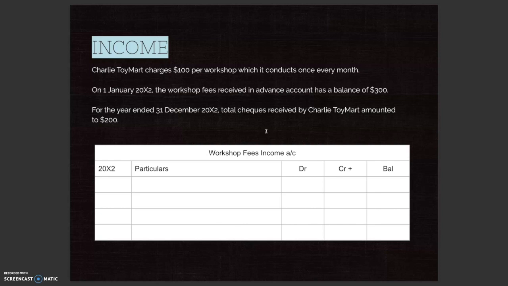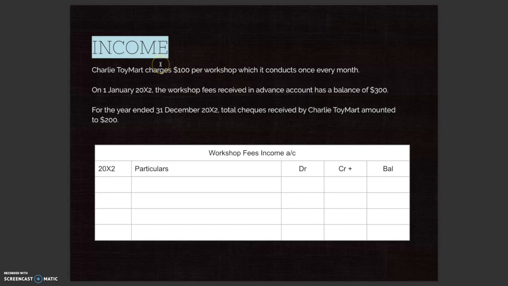Let's look at the last example. This time around we will be looking at income. Before we even read the question, take note that an income account is credit in nature. That means you will be recording the receiving of your income on the credit side, and you will be transferring to P&L on the debit side. That is totally opposite to an expense account.